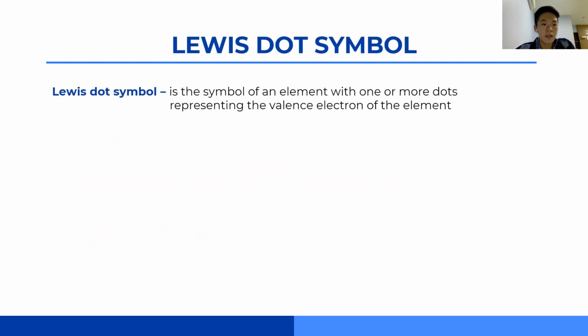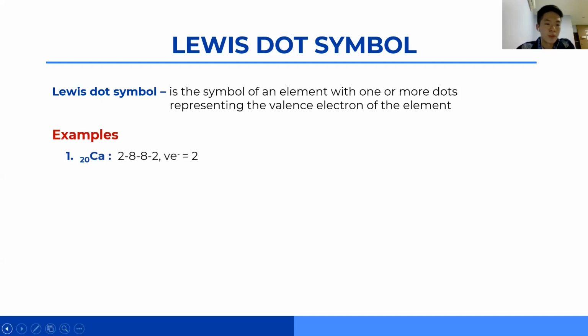Next, we're going to talk about Lewis dot symbol. Lewis dot symbol is the symbol of an element with one or more dots representing the valence electrons of the element. So if an element has a valence electron of 2, there will be 2 dots surrounding the element. We'll look at these examples.